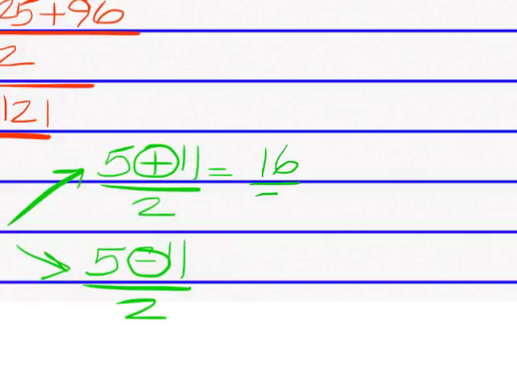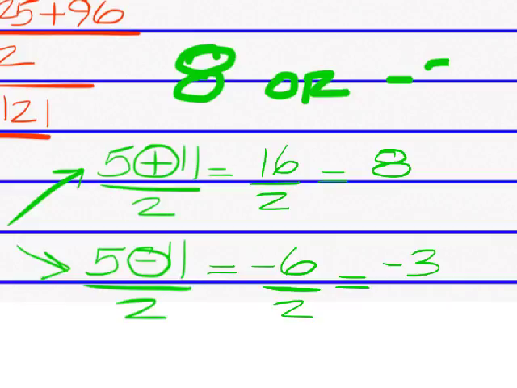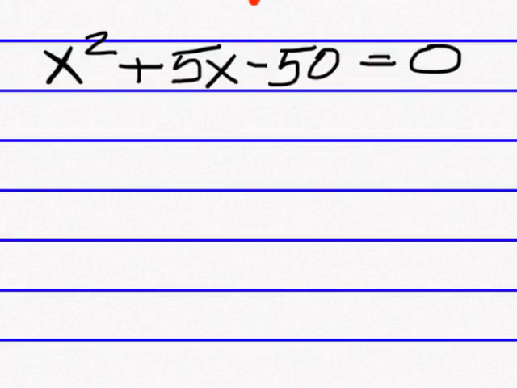5 plus 11 is 16, and divide that by 2 to get 8. And then you have 5 minus 11, that's a negative 6. Divide by 2 to get an answer of negative 3. Therefore, your final answer is going to be 8 or negative 3.